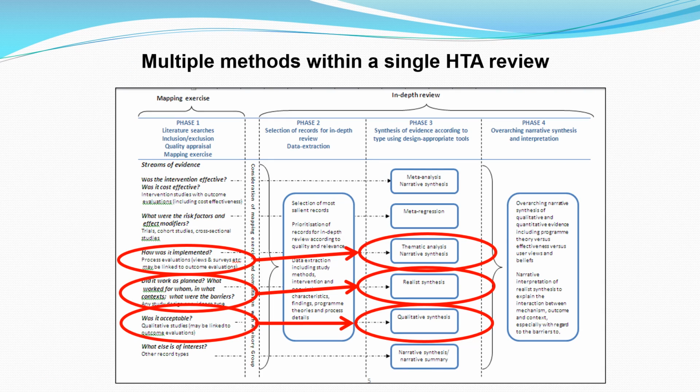This is a nice illustration of the role of qualitative research in a complementary way alongside quantitative research. So this is a project that we were involved in looking at repeat teenage pregnancy, so teenage mothers deciding to have a second child. And you'll see here that there are many questions to be answered, but at least 3 of those questions engage with qualitative research. How was it implemented, the intervention, analysed through thematic analysis and narrative synthesis, did it work as planned, with the qualitative data included in the realist synthesis, and was it acceptable through a conventional qualitative synthesis? And these threads could be brought together to help us understand the overall phenomenon of interest.